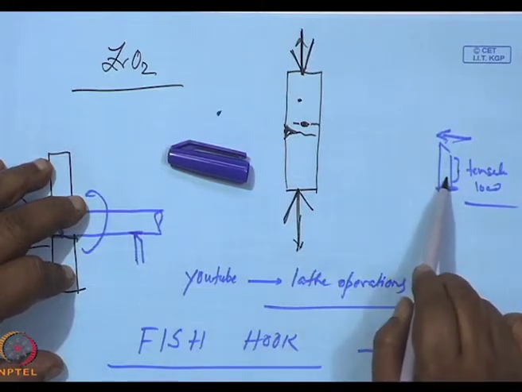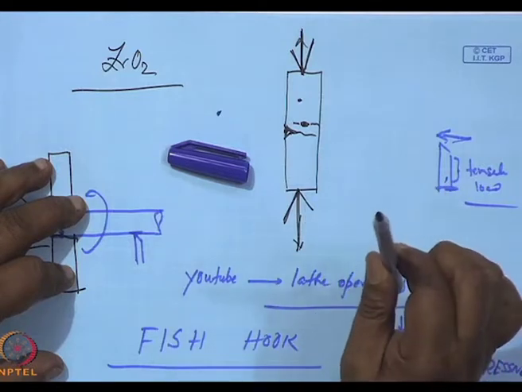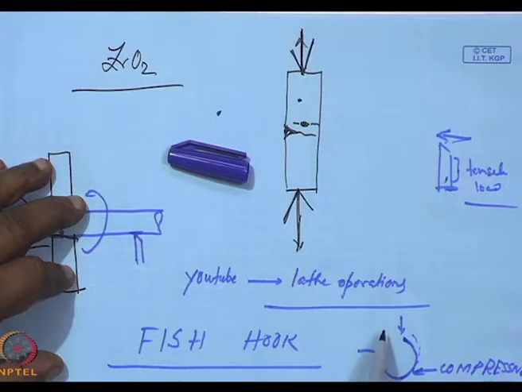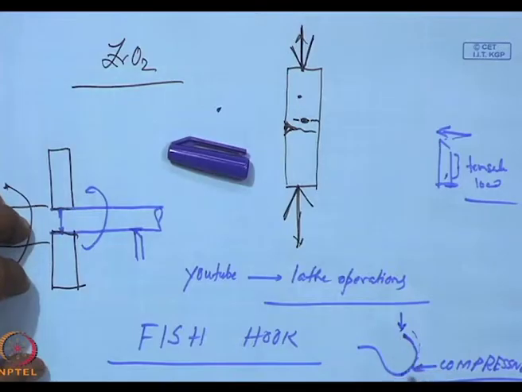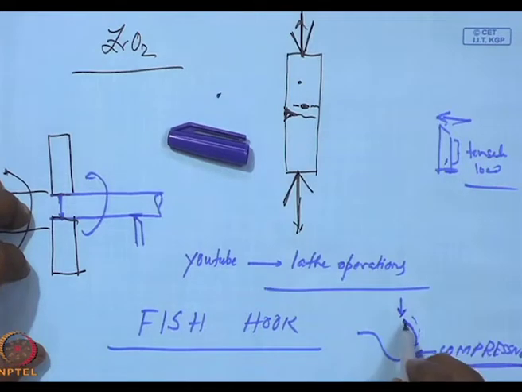So instead of the tensile load which I have with a straight cutting tool, if I use a fishhook type, what happens? The entire tensile load which is imposed on the cutting tip is converted to a compressive load. Because here, as the force is applied, it tries to bend out, and immediately there's a compressive load, and this is a much stronger design for ceramics. So by using this, I'm converting a tensile load into a compressive load. This is as far as design aspects are considered.